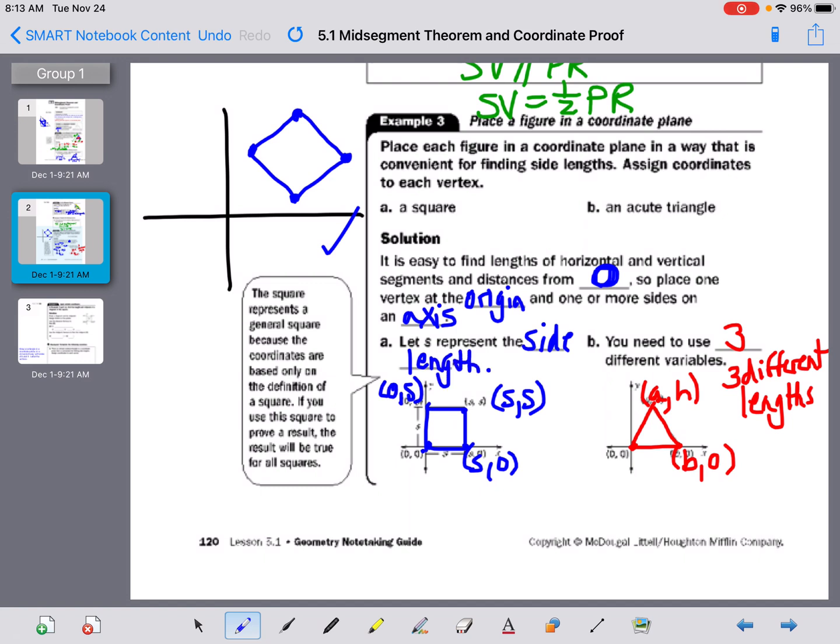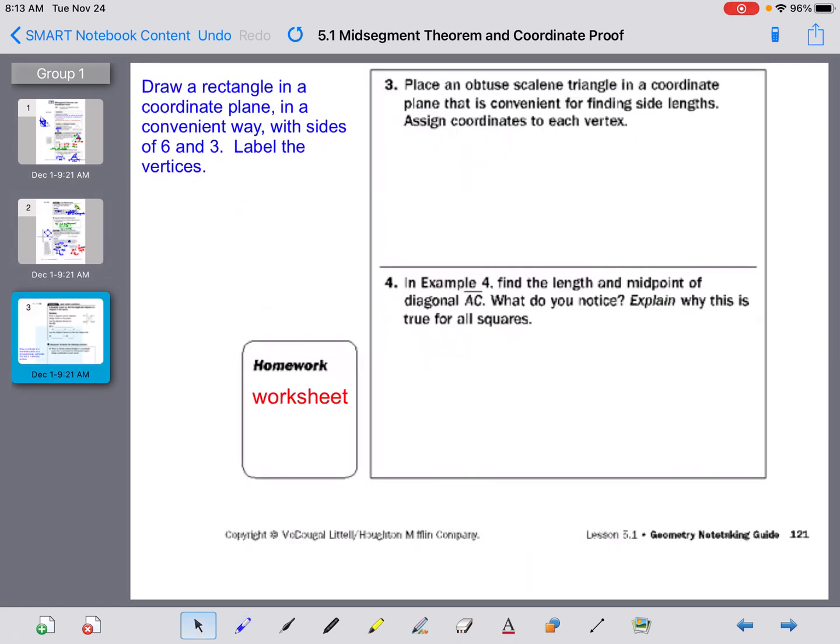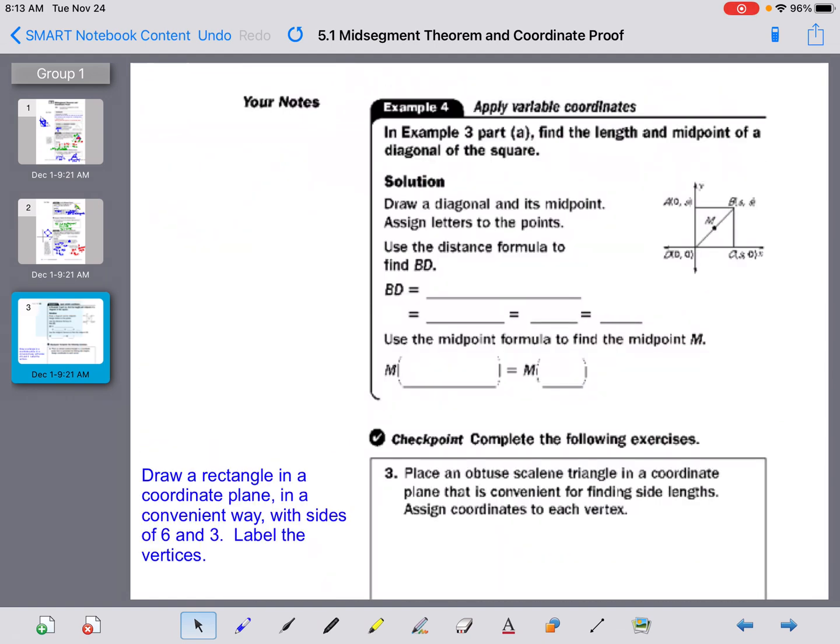Right now, this seems kind of funny putting these variables on. Let's go to the next page, though, do some examples, and maybe that will make more sense, okay? Okay, so it says in example 3, part A, find the length and midpoint of the diagonal of the square. So they actually took this square that we drew on the other page of 0, 0, S, 0, 0, S, and S, S, and they put it back on this page. And it says, find the length and midpoint of the diagonal.